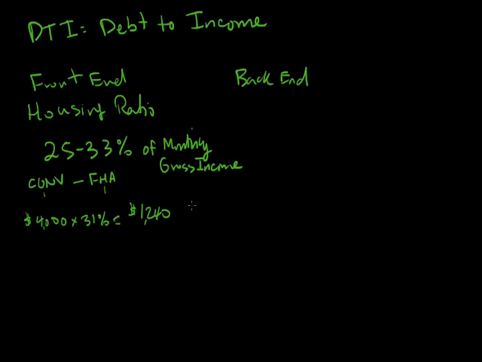And that's $1,240. Now this $1,240 is your housing payment, which is your principal and interest, that's the mortgage part, plus your escrow, which is your taxes and insurance. You're going to have mortgage insurance if you're using FHA. And depending on what property you're looking at, a condominium or townhome, you may have association fees. So all those cannot exceed $1,240.